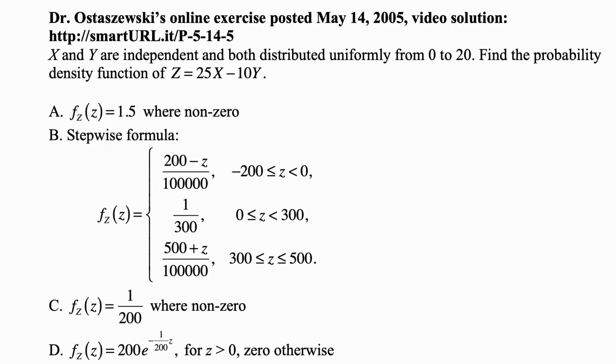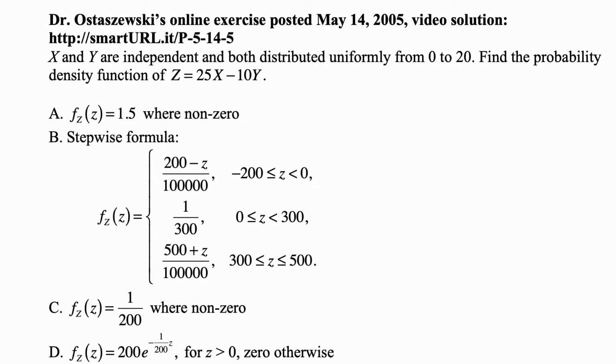So the first one is f sub Z of z equal to 1.5, where non-zero. B is f sub Z of z with a stepwise formula: 200 minus z over 100,000 for z between negative 200 and 0, 1 over 300 for z between 0 and 300, and 500 plus z over 100,000 for z between 300 and 500.